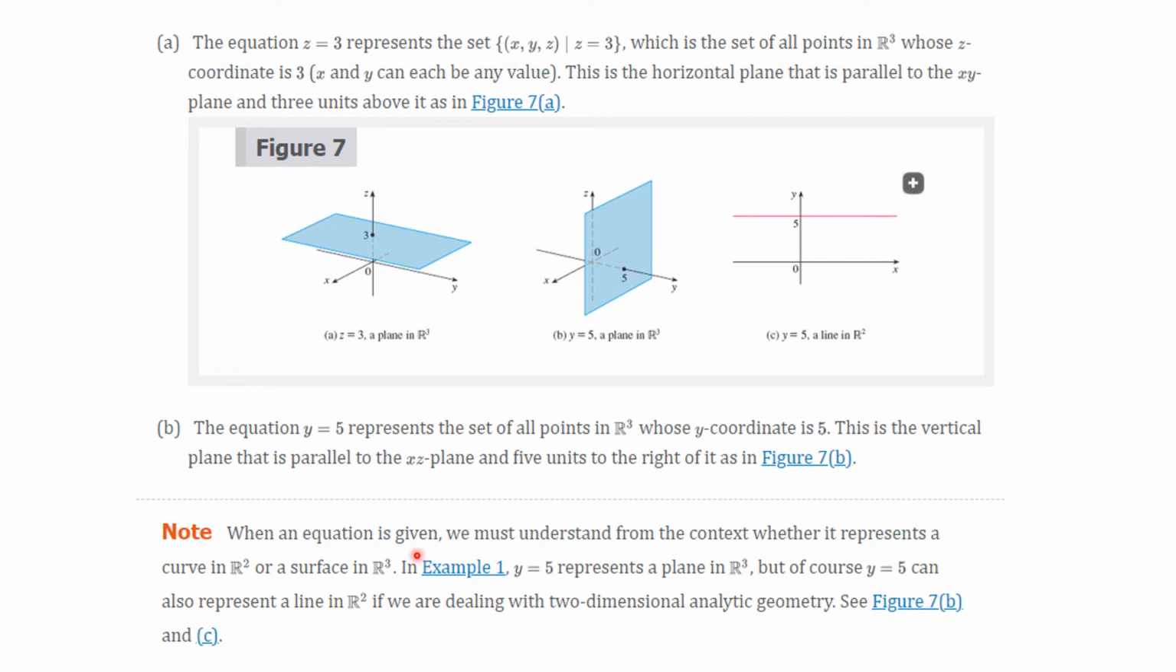Now, when an equation is given, we must understand from the context whether it represents a curve in R2 or a surface in R3. So for example, in the example that we just talked about, y equals 5 represented a plane here, but if we talked about y equals 5 in R2, that would just be a line. And so the context makes all the difference in the world.